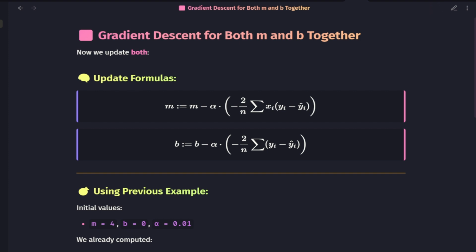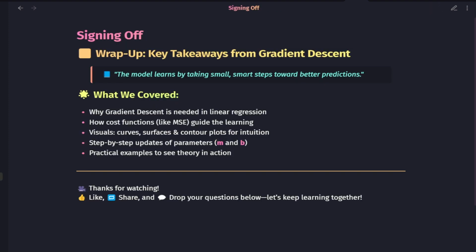And that's a wrap up on gradient descent. We explored why we use it, how it works with most cost functions, and saw step by step updates for both slope and intercept. With visuals and examples, we saw how the model learns to predict better by reducing error.